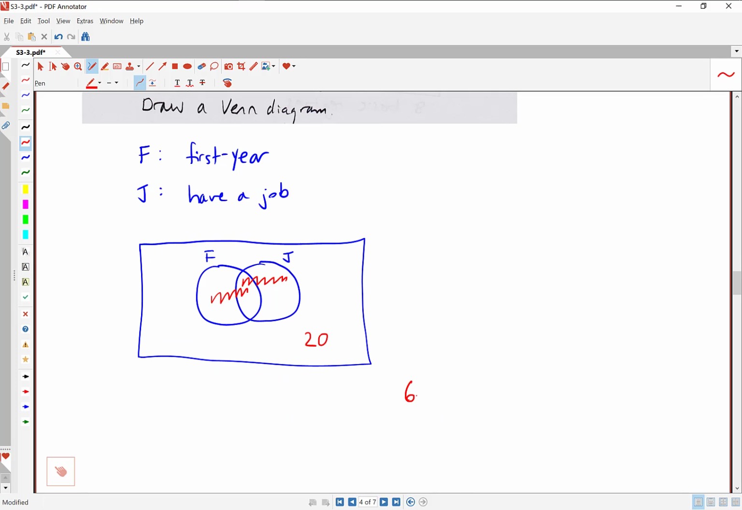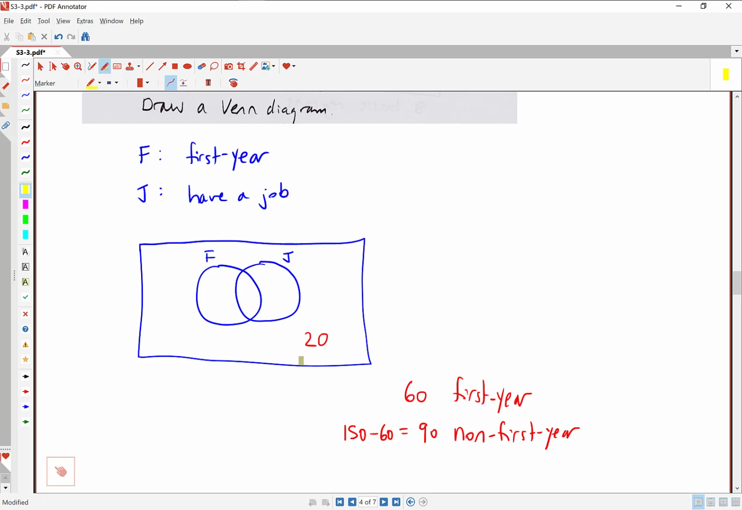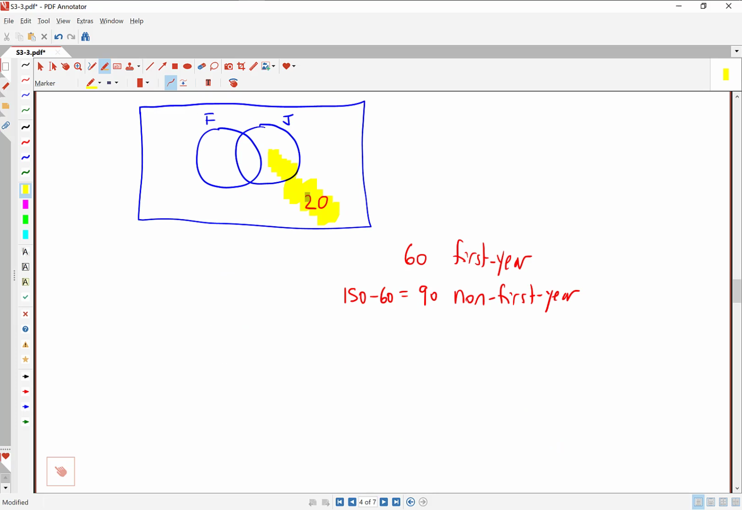So we were told that 60 students were first year. We know that we have 150 students in total, so we should be able to figure out how many students are non-first year. That would be 150 minus 60, or in other words, 90 non-first year students. So if we look at where those non-first year students would be, they're outside the circle F. So they're either in here or in here. But we've already got one of those numbers. We know that we've got 20 in the outside region. So we can now say, that means this number here is going to have to be 90 minus 20. So that's going to have to be 70.